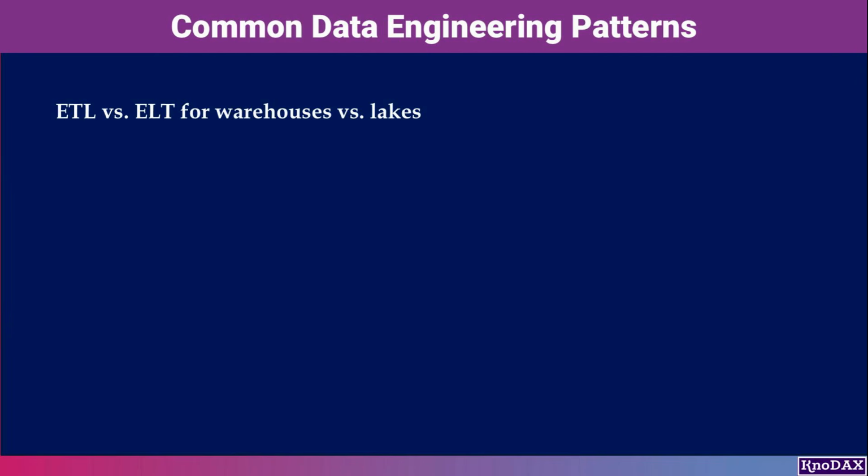We start with ETL versus ELT, which defines where transformation happens. Warehouses like Redshift typically favor ELT, loading raw data first, then transforming it inside the warehouse for better performance. Data lakes, on the other hand, often lean toward ETL, where data is cleaned and prepared before landing in storage to maintain structure and reliability.